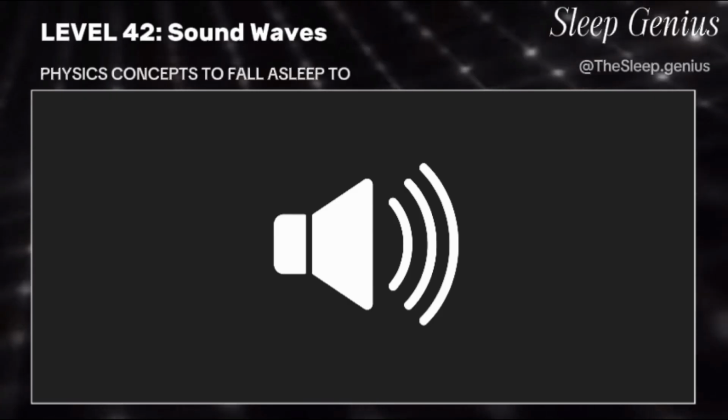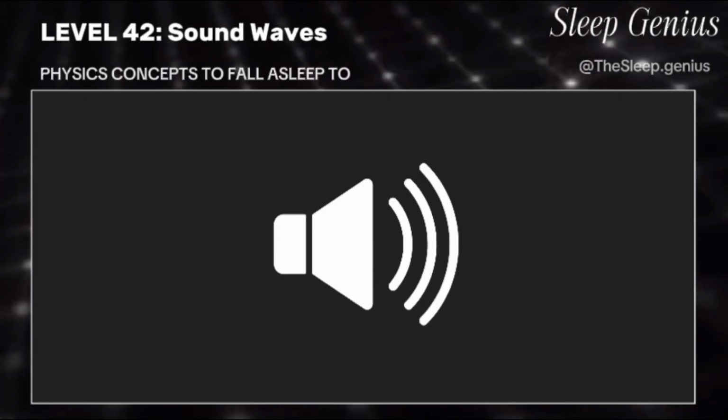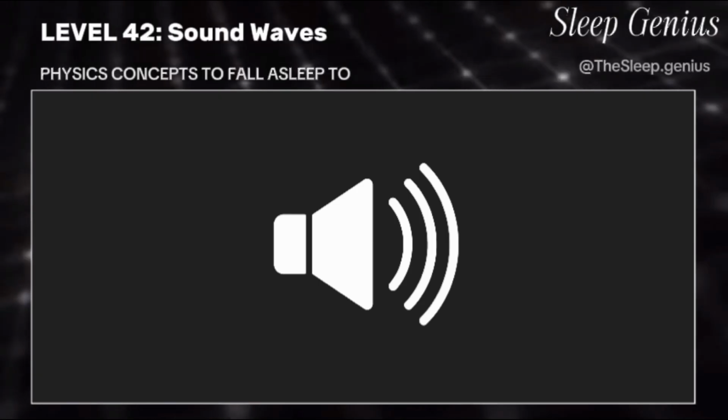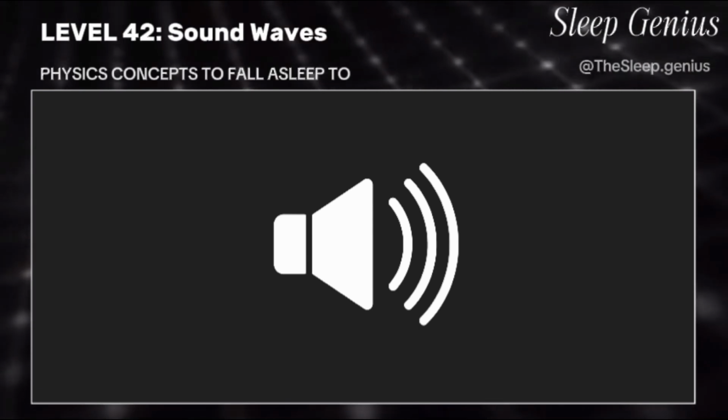They travel fastest in solids, slower in liquids, and slowest in gases. Sound can reflect as echoes, bend around obstacles, or weaken as it spreads out. Humans recognize sound through their ears. The brain interprets vibrations as speech, music, or noise.